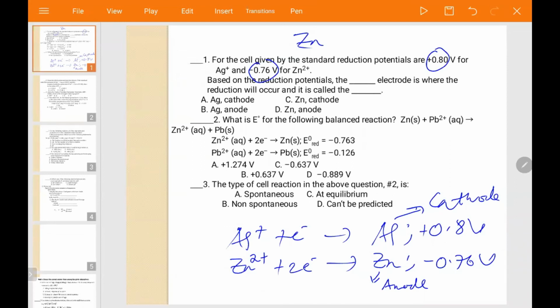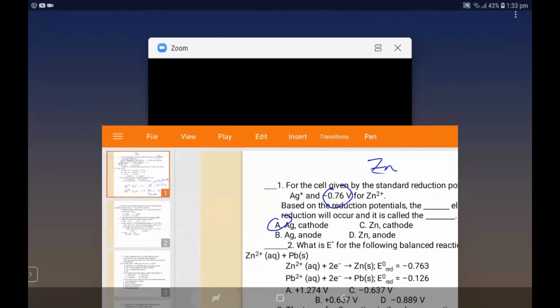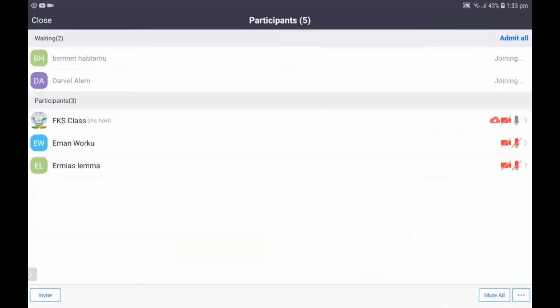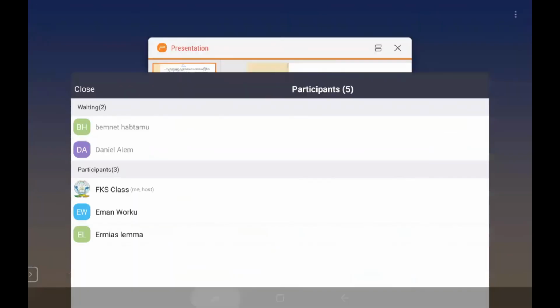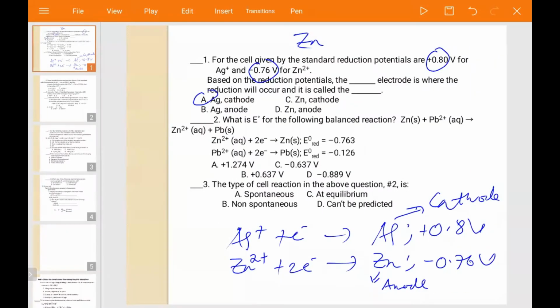Therefore the answer will be what it is. Hermes, what is the answer? A is the answer because silver is the cathode. Okay, number 2: what is E value for the following balanced reaction?